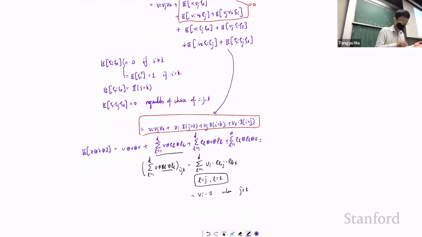So that's how you verify it. I don't expect you to verify it completely on the fly. But in some sense, the exact formula doesn't matter that much either. You only need a formula that depends on the third moment of v. Okay, any questions so far?